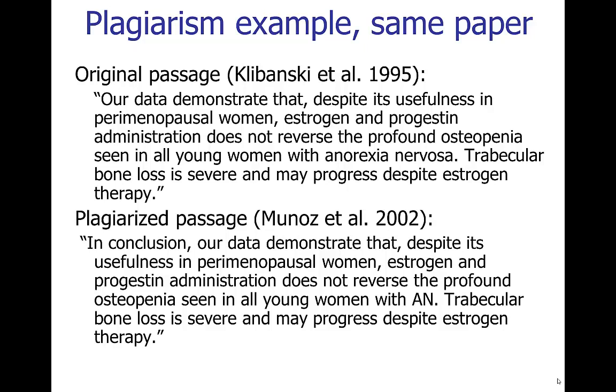This was the concluding sentence. In the first paper they say, our data demonstrate that despite its usefulness in perimenopausal women, estrogen and progestin administration does not reverse the profound osteopenia seen in all young women with anorexia nervosa. Trabecular bone loss is severe and may progress despite estrogen therapy. The plagiarized passage just changes a few little things. In conclusion, our data demonstrate that despite its usefulness in perimenopausal women, estrogen and progestin administration does not reverse the profound osteopenia. It's almost identical. They did change anorexia nervosa to AN. They dropped in an acronym there, but pretty much it's exactly the same.